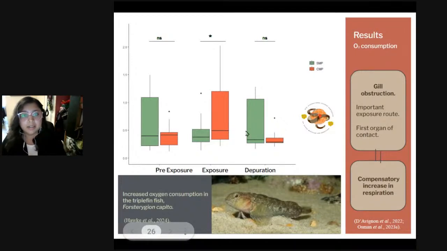We saw that there was a difference in oxygen consumption in the exposure period, where fish that were exposed to microplastic had an increased oxygen consumption. And this can also be seen in the triple fin fish. And this may be due to a gill obstruction with microplastics that forces our fish to compensate by increasing its respiration.